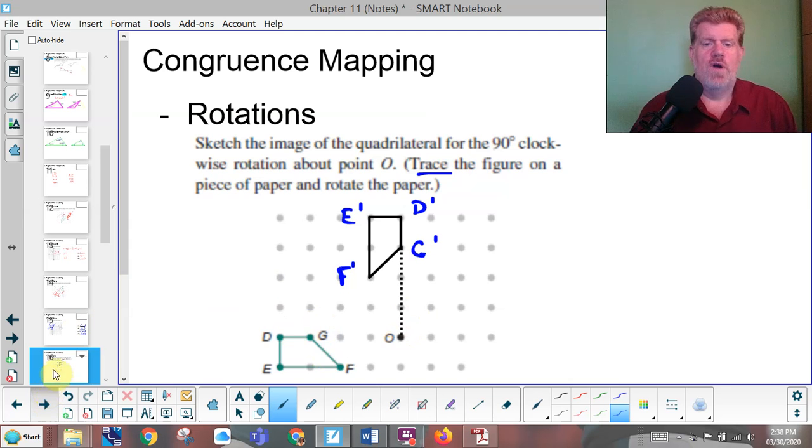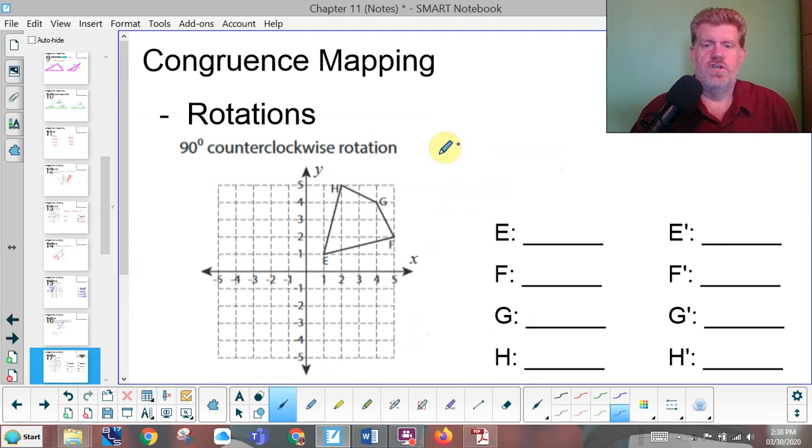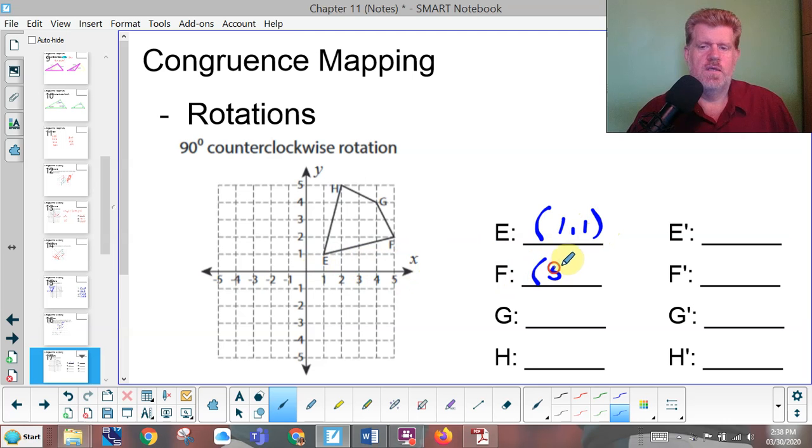Now, coordinate-wise, it's a little bit easier to do, and I want to show you something. Now, I do have the points down here, and I know sometimes I don't like the points, but they're going to help out. Okay, I'm going to do the points of our original graph, 1, 1. Okay, F is 5, 2. G is 4, 4. And H is 2, 5.